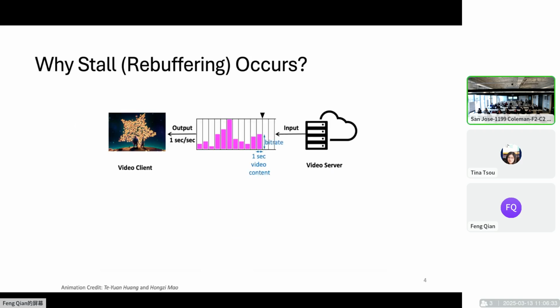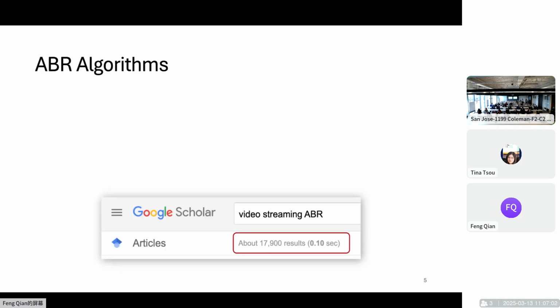Let's assume that each video chunk is 1 second. So the width of each slot is 1 second, and the height is the bitrate. Let's say we have a very poorly designed ABR algorithm, which always fetches the highest quality regardless of the network condition. Then the video rate will exceed the network capacity. So you can feel that the buffer gets shallower and shallower, and eventually the buffer becomes empty, then we have the stalls.